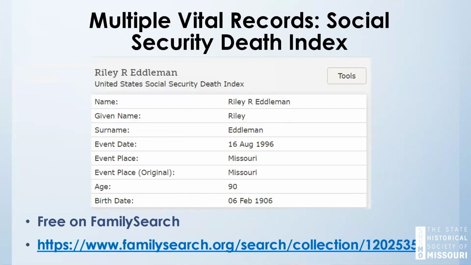Social Security Death Index is available on FamilySearch. These are for people that, of course, have died since Social Security was implemented, and they'll give you birth and death dates oftentimes. This is one of my uncles.